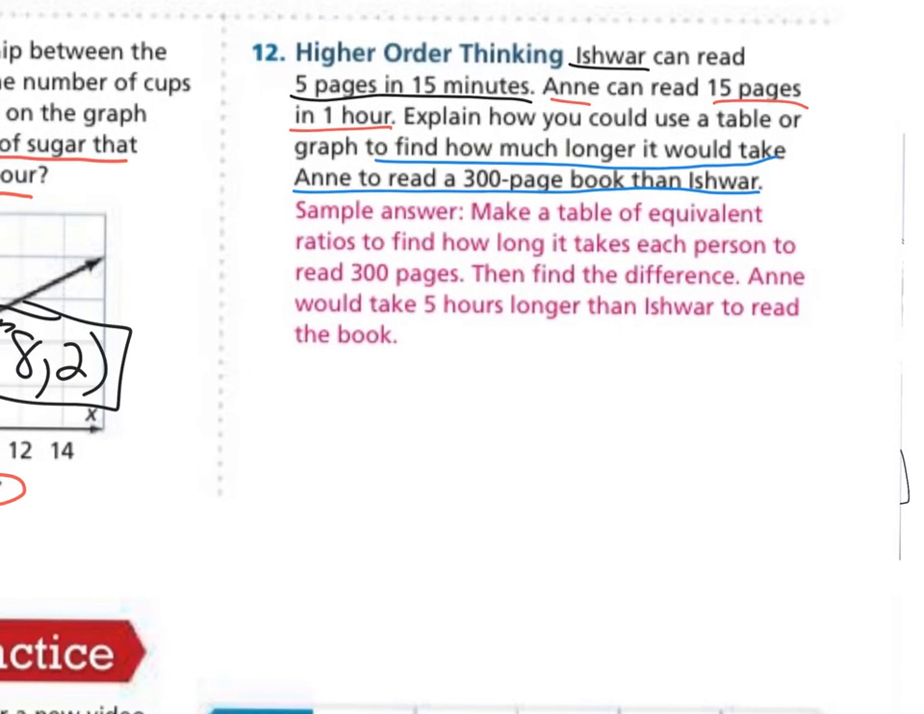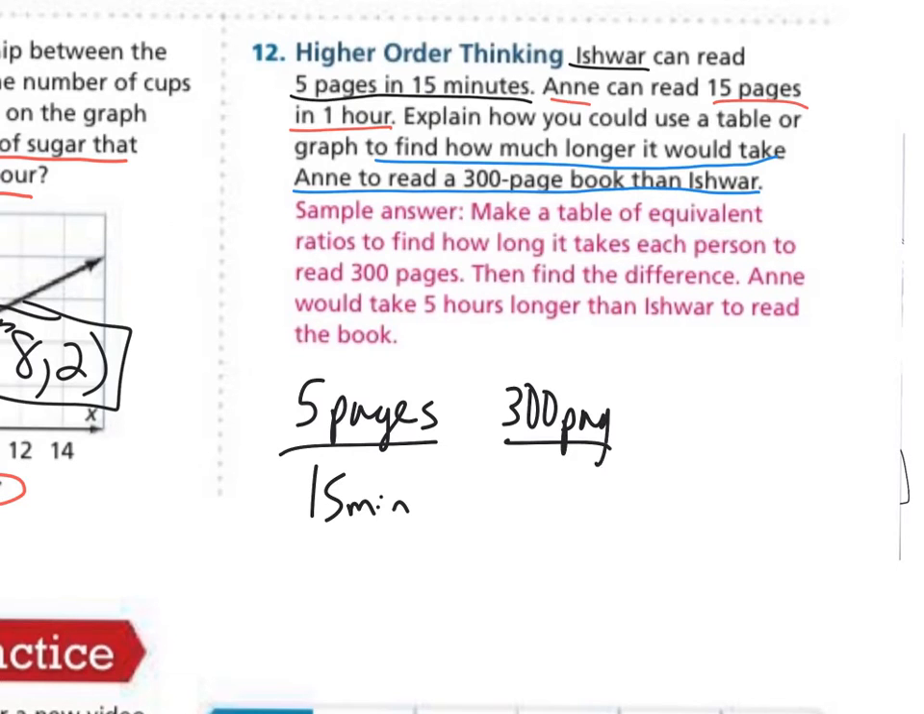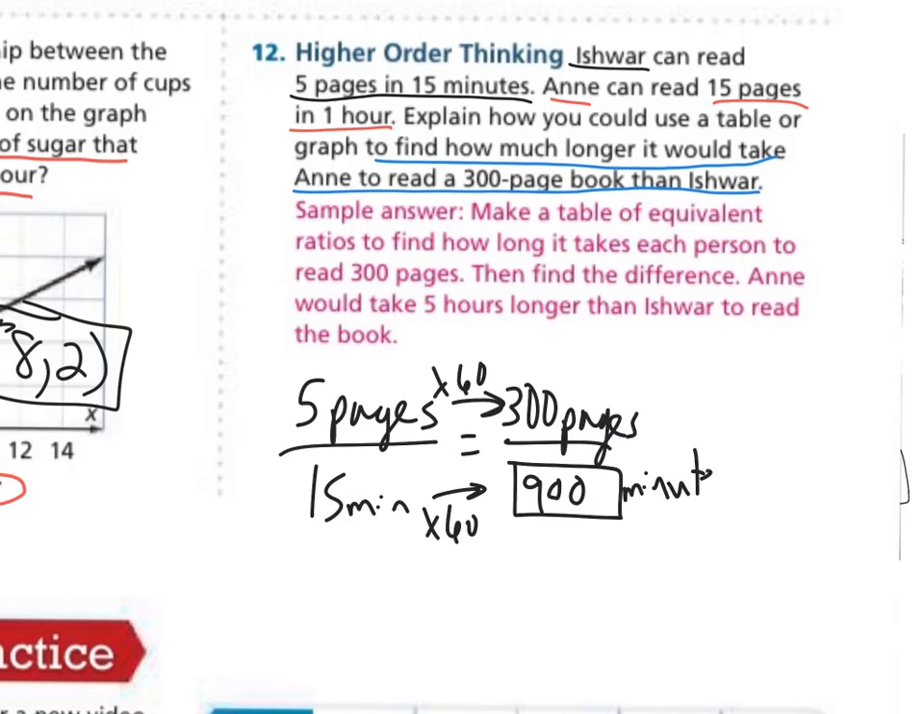So to actually work that out, 5 pages in 15 minutes. We're trying to get to 300 pages. This is actually a good pattern here. Multiplying by 60. So 15 times 60, that would be 900 minutes. Okay, that would be for Ishwar.